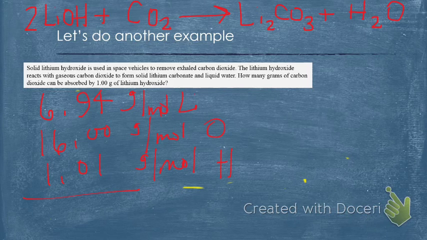If you add all of these up, you're going to get the answer of 23.95 grams per mole for lithium hydroxide. And you're going to do the same thing for the carbon dioxide. When you do that, it's going to be 44.01 grams per mole of carbon dioxide.